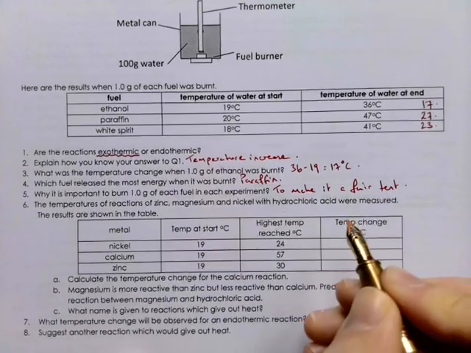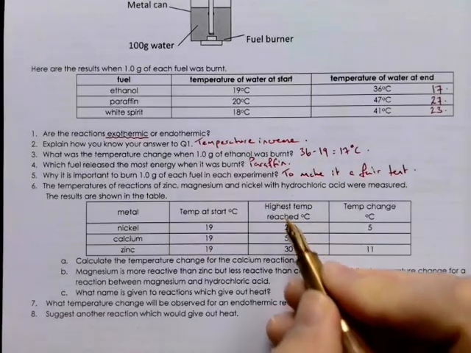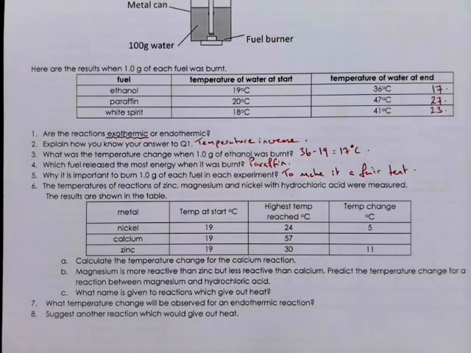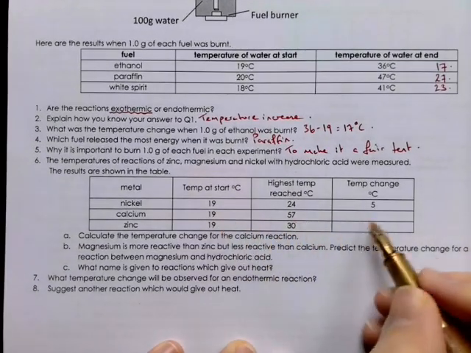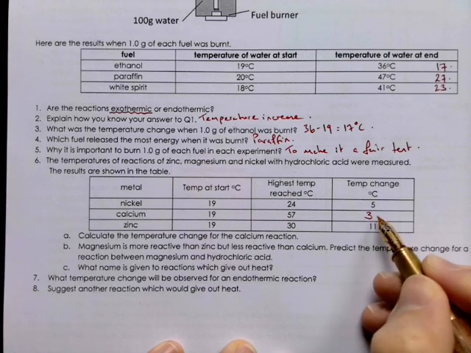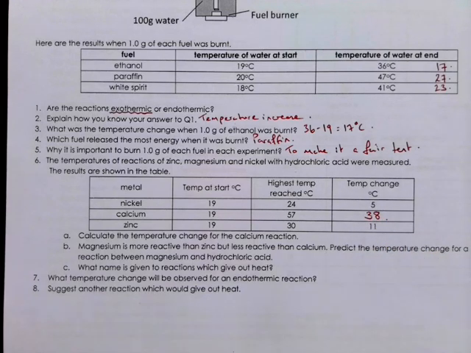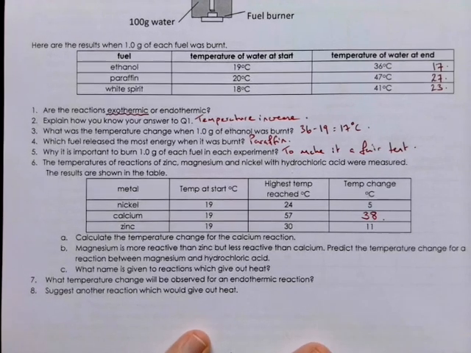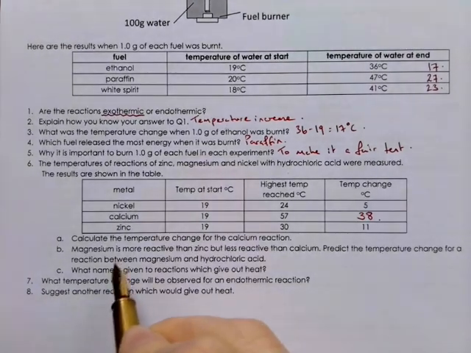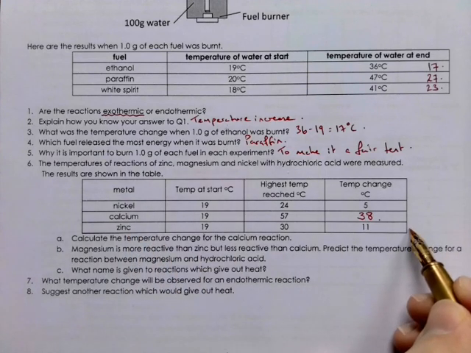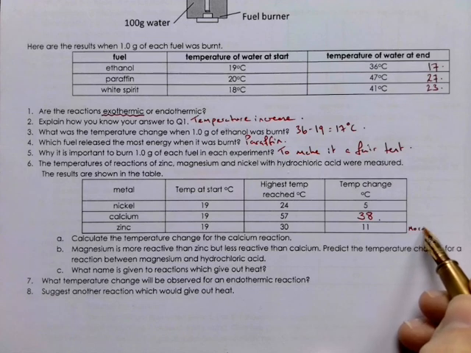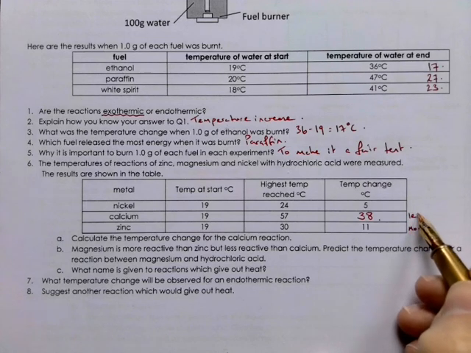The temperatures of reactions of zinc, magnesium and nickel with hydrochloric acid were measured, the results shown in the table. Calculate the temperature change for the calcium reaction. So missing this one here, so that would be 38. Magnesium is more reactive than zinc but less reactive than calcium. So magnesium is more reactive than zinc, more than this one, but less reactive than calcium.